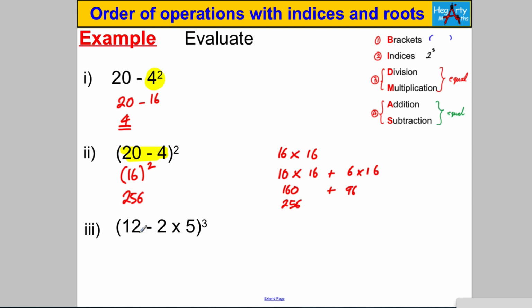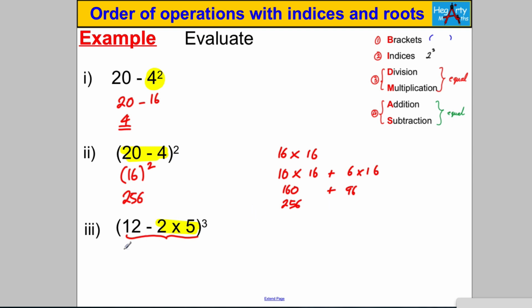The next one, we've got brackets, we've got a subtract, a times and a power. We should do what's in the brackets first, so we should try and work out this thing first, and within the brackets there is a priority. There's a subtract and a multiply, so we should do the multiply first.